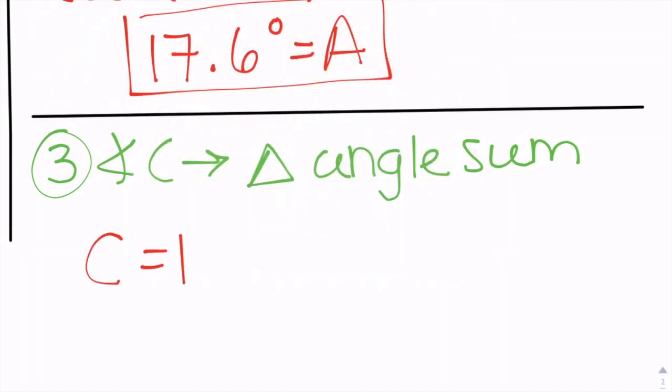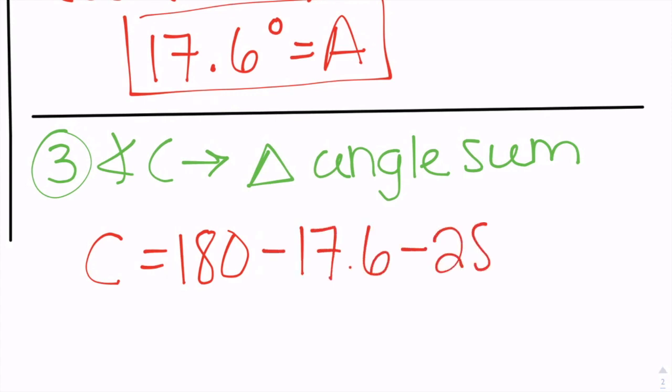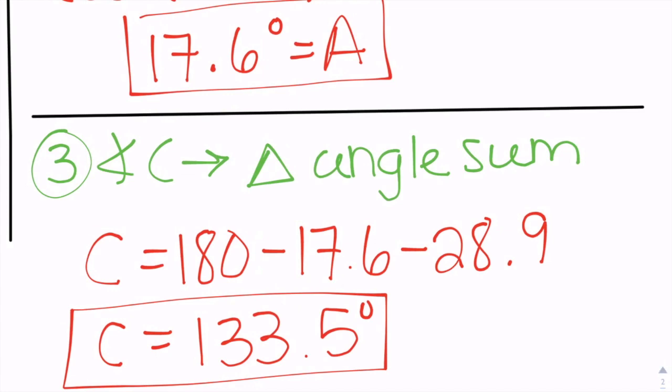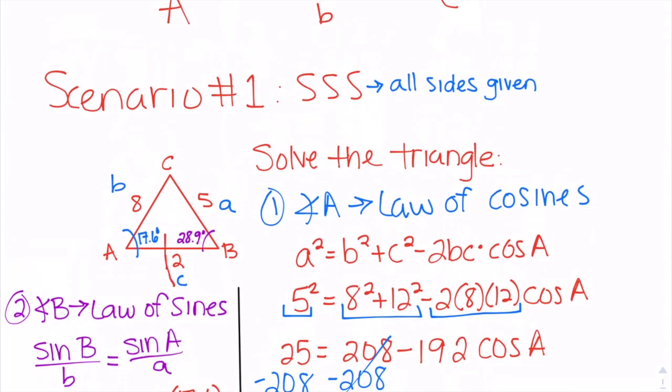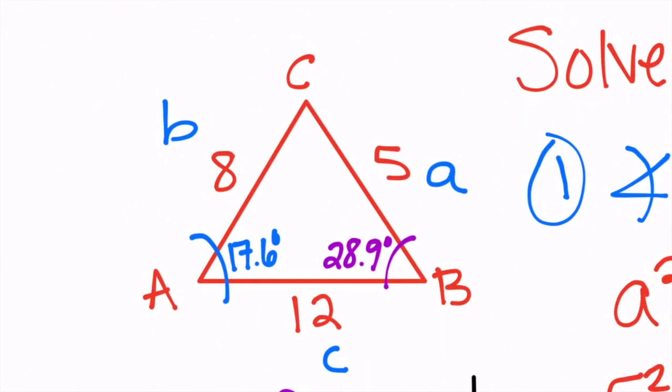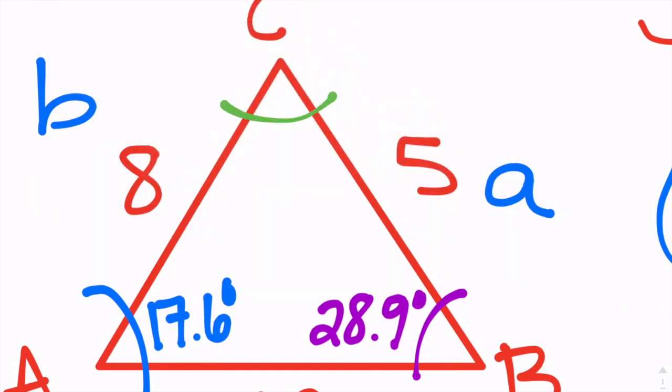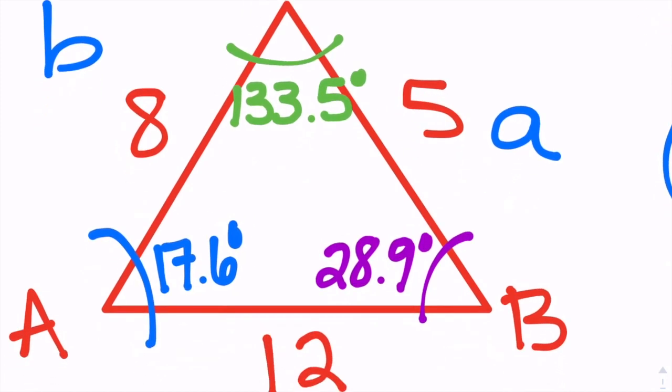And so we're going to do that: angle C is going to equal 180 degrees minus 17.6 minus 28.9. And when you do that, you get C is 133.5 degrees. And so we can come up here. And so now we have everything in our triangle solved for, so we're done.